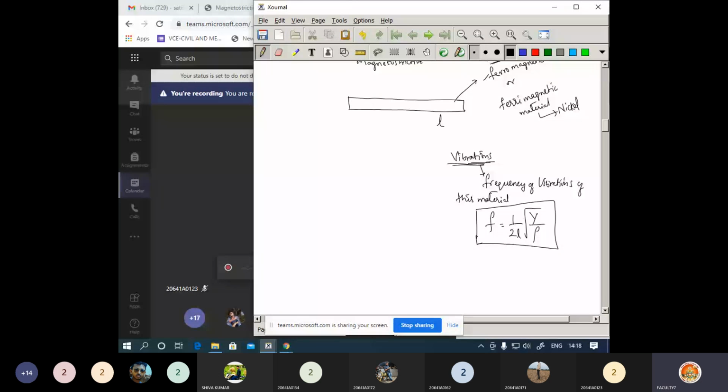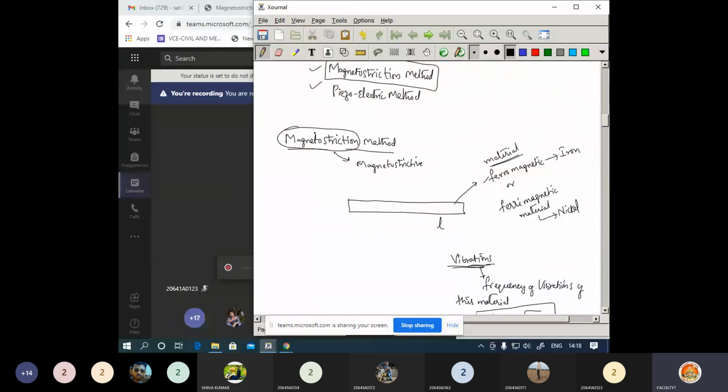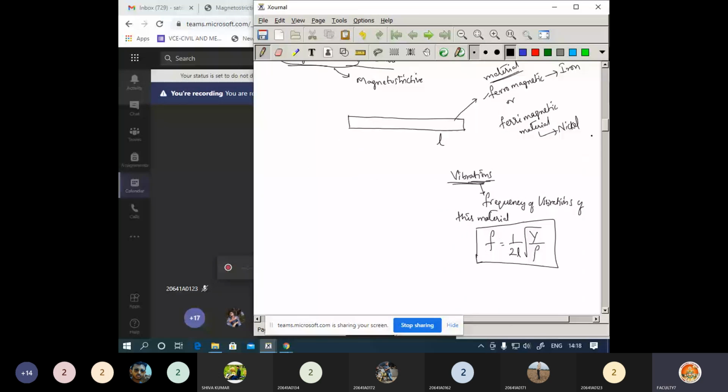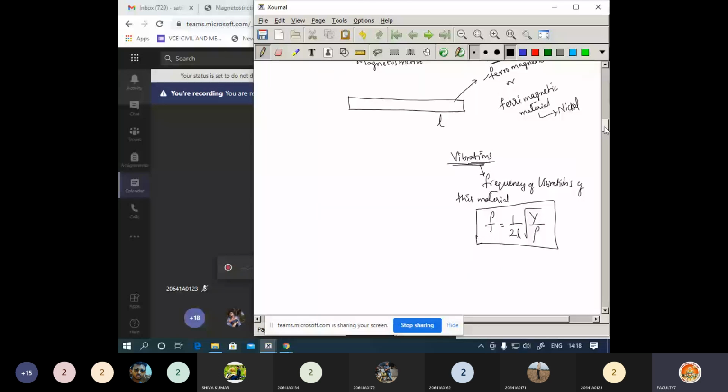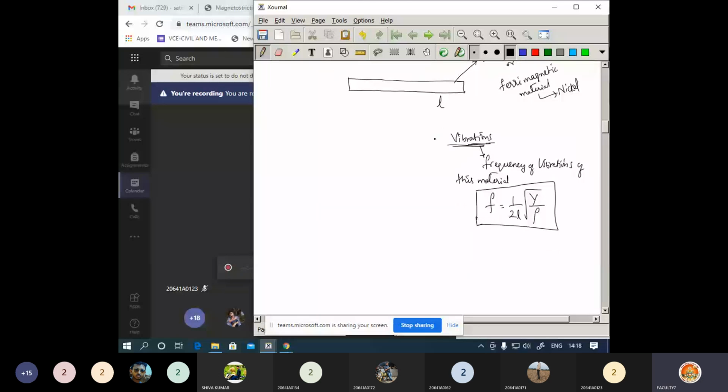So these are the important points we are going to explain for the magnetostrictive method. First, you considered the material with some length L. What type of material are we considering? It might be a ferromagnetic material or a ferrimagnetic material, with examples being iron for this and nickel for this. The next point is the concept of vibrations. If the material is vibrating, there should be some frequency, and the derived equation for the frequency of the vibrations of the material is this.